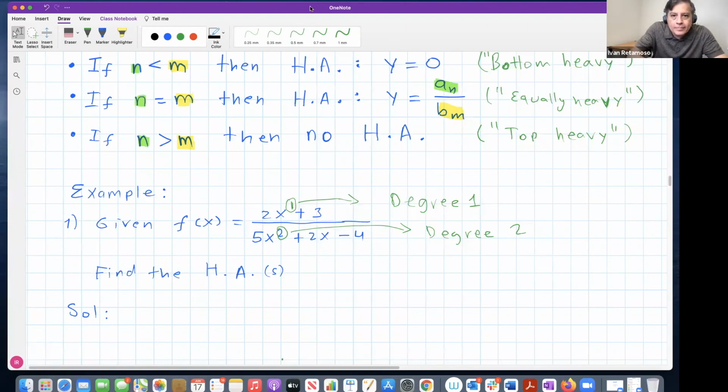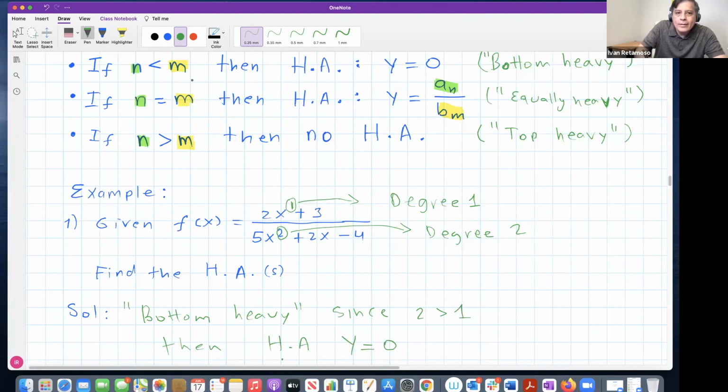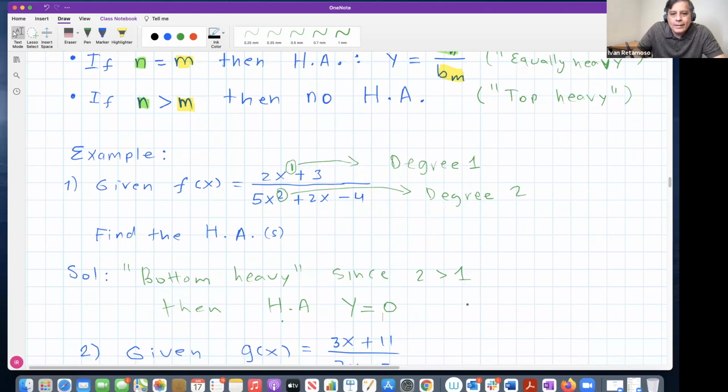Yeah, Jing, excellent, right? Yeah, it has to be bottom heavy, because the dominant exponent is on the bottom. So this tells us that, right here, 2 is greater than 1. Then the conclusion is that the horizontal asymptote is y equals 0. This is right for bottom heavy, y equals 0, horizontal asymptote, right? You got it, guys? Very simple.